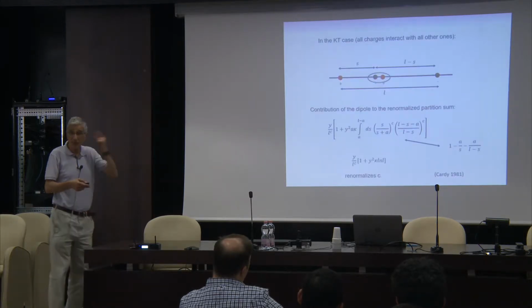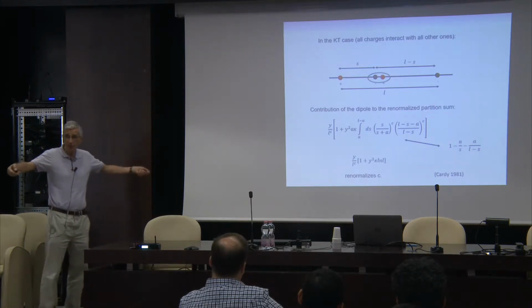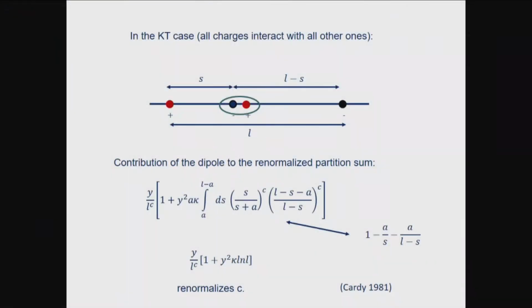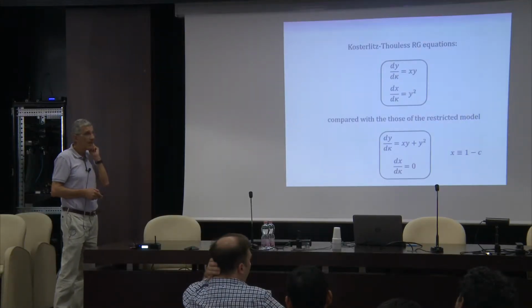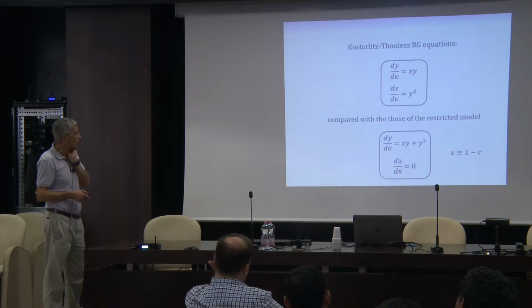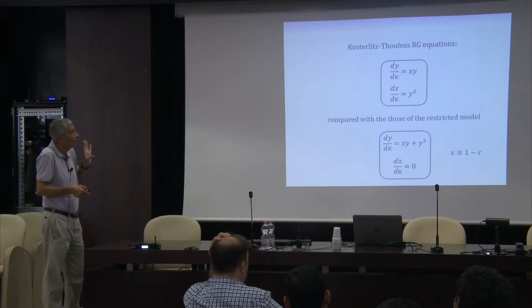On the other hand, if you have Kosterlitz-Thouless, where all charges interact with all charges, this is a dipole, and therefore they renormalize the interaction between these two charges. So if I want to compare, in the Kosterlitz-Thouless case, when all interact with all, the y squared term enters into the renormalization equation of the interaction, while in this case, it enters into the renormalization of the fugacity. So that's basically the only difference.